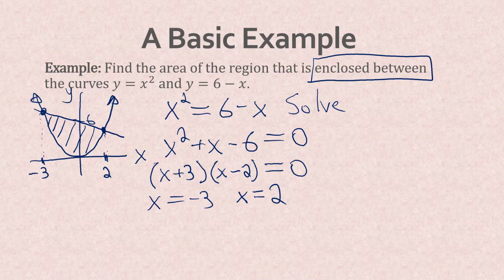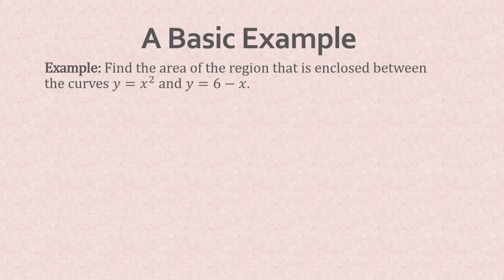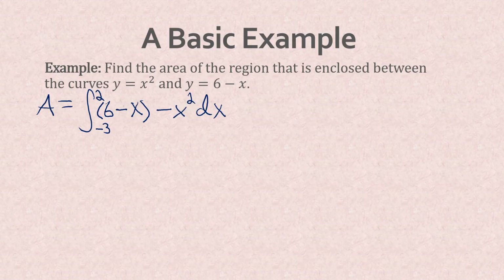So let's compute our integral now. Our area is just going to be the integral from negative 3 to 2 of the upper curve, which was the line 6 minus x, minus the lower curve, which was the parabola x squared, and that integral is with respect to x.